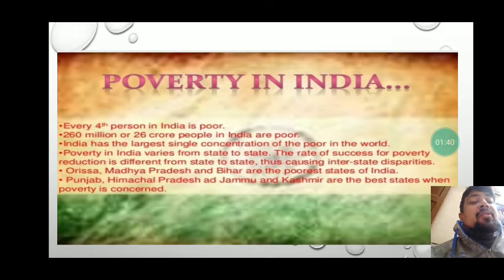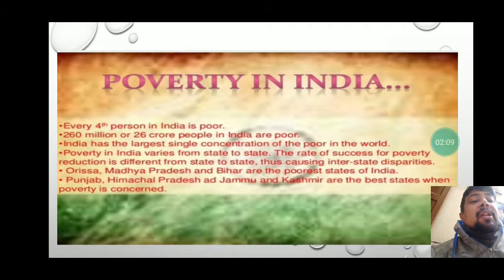Now, we need to understand what is the condition of poverty in our country, in India. Every fourth person in India is poor. That is quite true. 260 million or 26 crore people in our country are poor. It is quite a large figure. If we are going to compare this data with other countries, we have to understand this figure is quite large. This figure is quite high. India has the largest single concentration of the poor in the world.